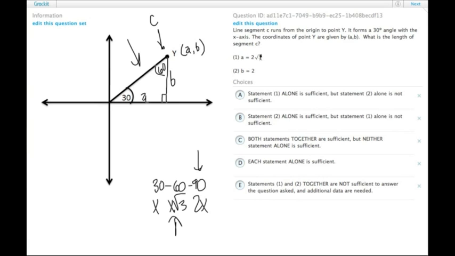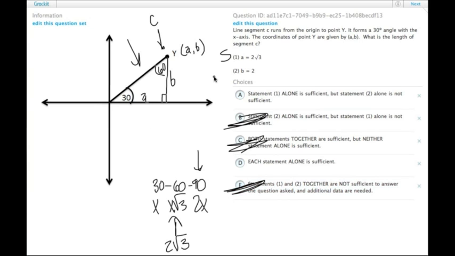Statement 1 tells us that A equals 2 times the square root of 3. So that tells us that the side opposite the 60-degree angle is 2 times the square root of 3. That means x is 2, and the side opposite the 90-degree angle is 2 times 2, which is 4. So this is sufficient. We can get rid of choices B, C, and E.